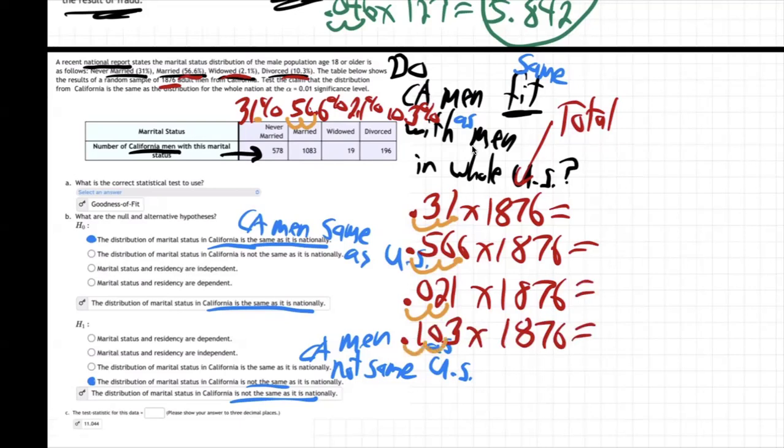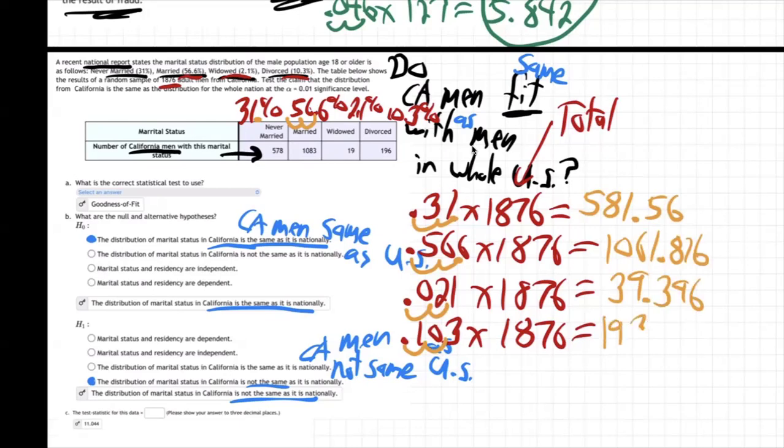All right, let's get ourselves some happy numbers. So what are those numbers? Just use your calculator and multiply. I'm just going to write down the results in the interest of time. I'm getting 581.56, 1061.816, 39.396, and 193.228. So those are the 4 numbers, and those are what's going to go in the expected.